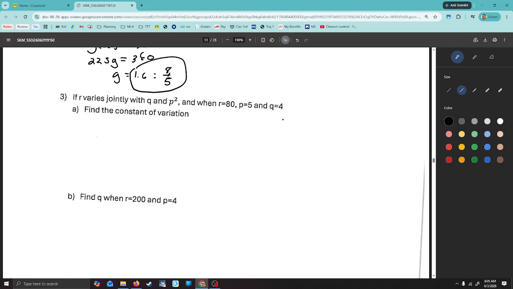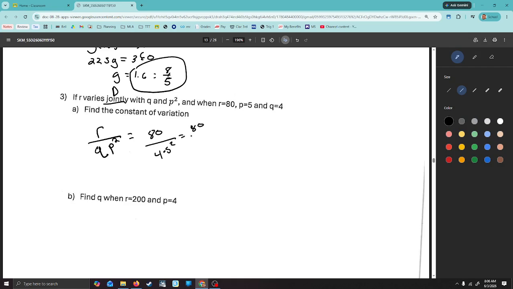If R varies jointly with Q and P squared. So jointly is the same as directly, basically. It's just multiple. So R varies jointly, or you can read it as directly, with Q and P squared. So they're both a direct type. Solve when R is 80, P is 5, so 5 squared, and Q is 4.